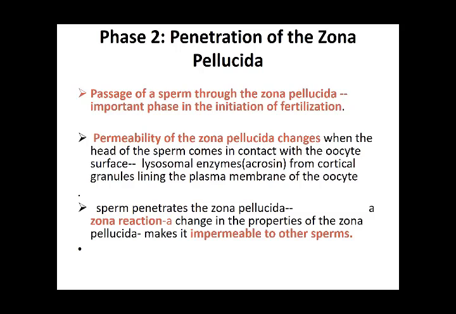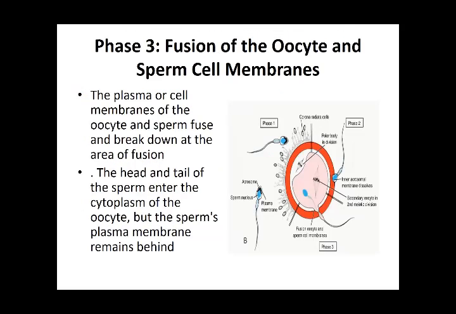One is the acrosomal reaction, then there is the corona reaction, and then you have the cortical reaction, and then the zona reaction. Fusion of these oocytes: once they have passed through the corona and then through the zona, the sperm is going to enter the plasma membrane of the oocyte. The cell membrane of the oocyte and sperm fuse and break down at the area of fusion. Head and tail stay out, but the sperm's plasma membrane remains behind, and then they enter. So these are the three phases which are occurring.